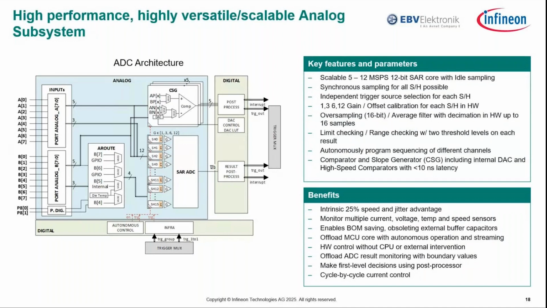As I mentioned earlier, with the comparator and the DUC structures, the signals can be evaluated independently of the ADC process, allowing necessary actions to be taken with less than 10 nanoseconds latency. Looking at the benefits, we see the ability to read multiple signals, BOM savings with internal analog structures, no need for CPU power due to the signal connections between modules, and the capability to perform cycle-by-cycle current control, which is critical for motor control.